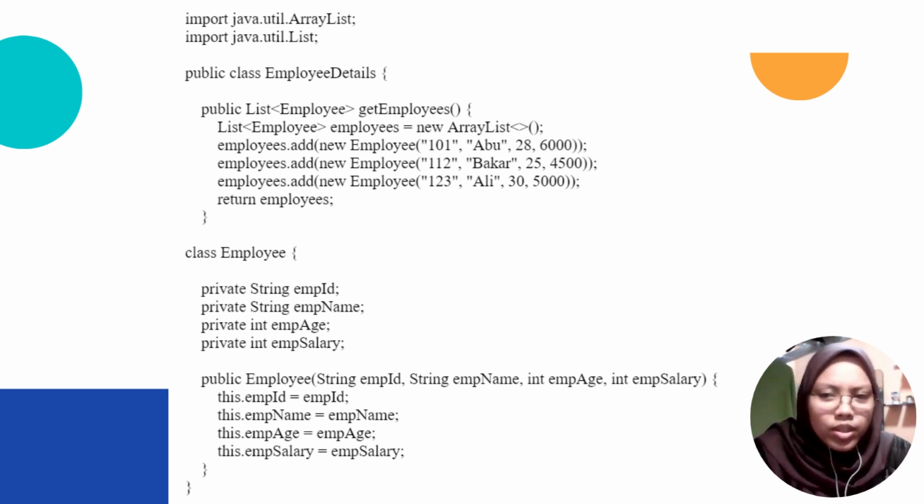So for the conclusion, this code is a simplified example of how to define and retrieve a list of employee objects in Java and could be used as a starting point for building more complex applications that involve managing employee data.